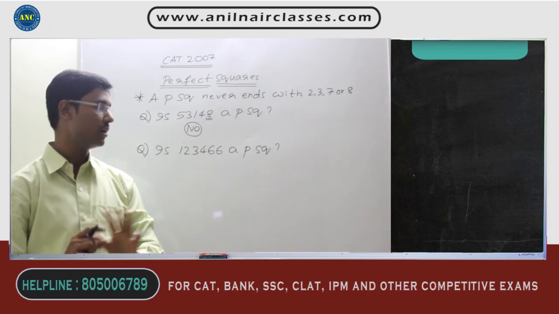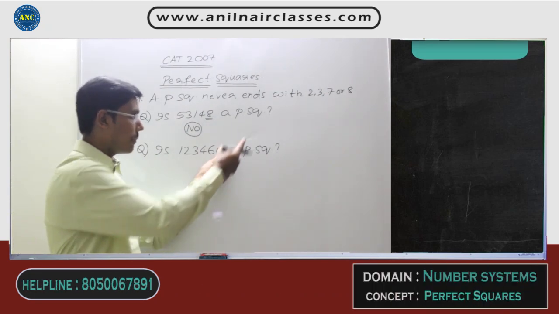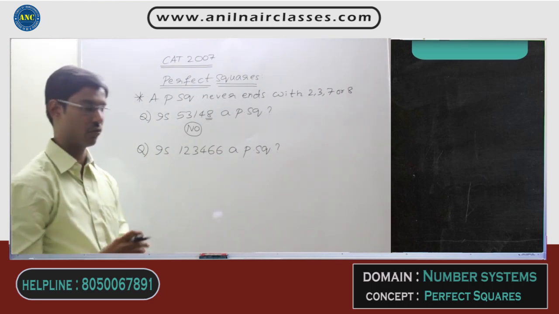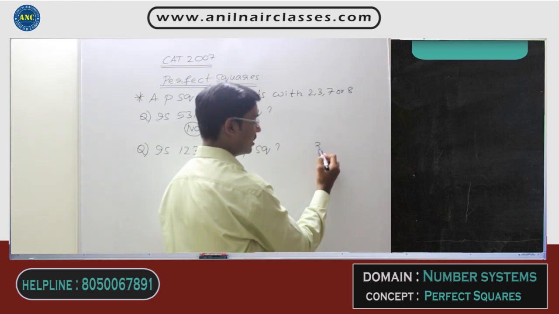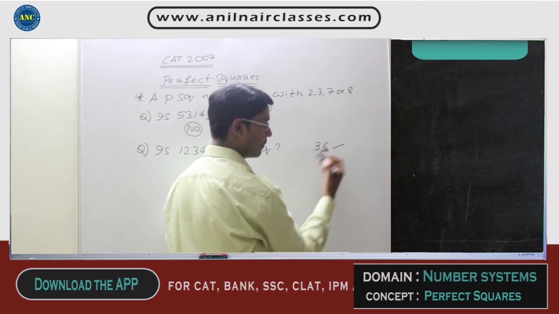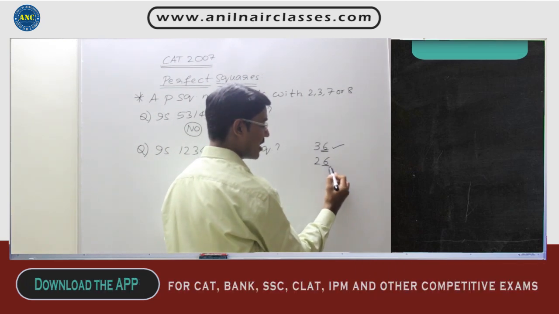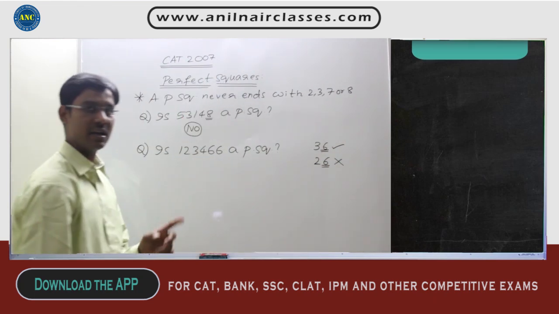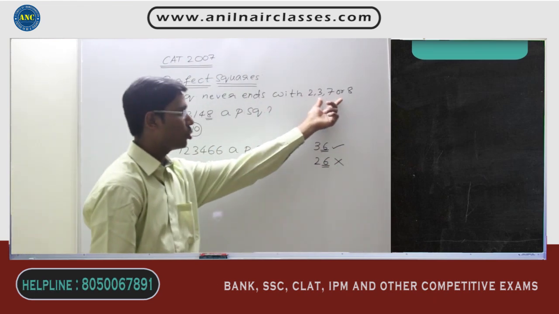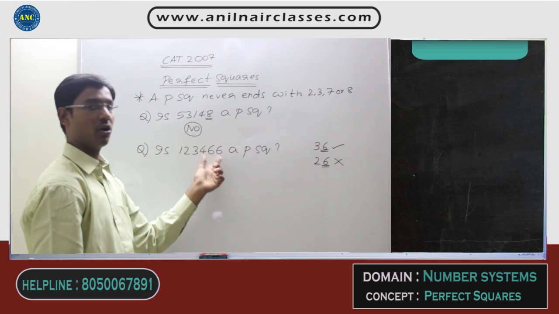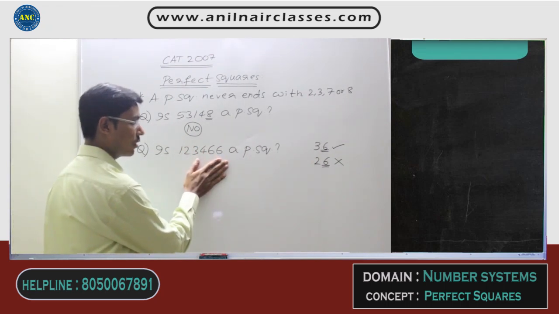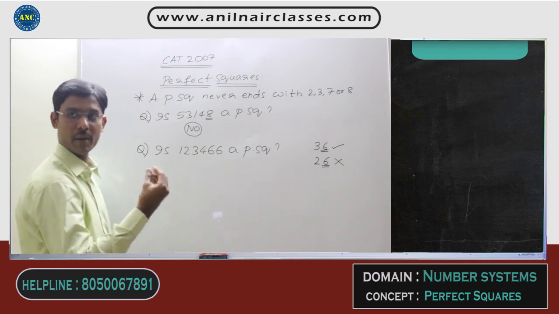Did I say the statement? No. It is ending with some other number other than 2, 3, 7 or 8, here 6. But it need not be a perfect square. For example, 36 is a number which is ending with 6. It is a perfect square. 26 is also a number which is ending with 6, but it is not a perfect square. That means any number ending with other than 2, 3, 7 or 8 may or may not be a perfect square, right? That means the answer for this question as of now is may or may not be a perfect square.